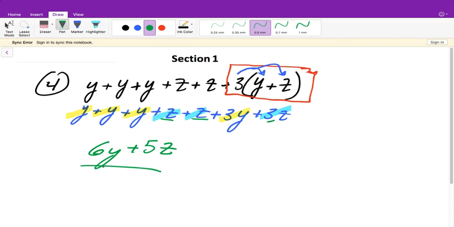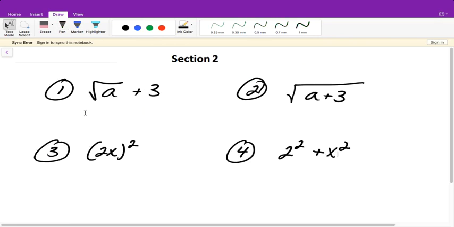All right, that's it for section 1. Let's move on to the next section. All right, so for this section, you're asked to translate the given expression in words. So the first thing I'm going to say for this one is I need to talk about each part. So I need to talk about the first term that we have here. So I'm just simply going to say the square root of a.